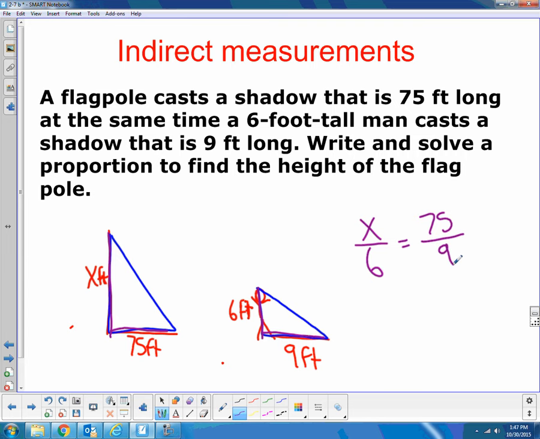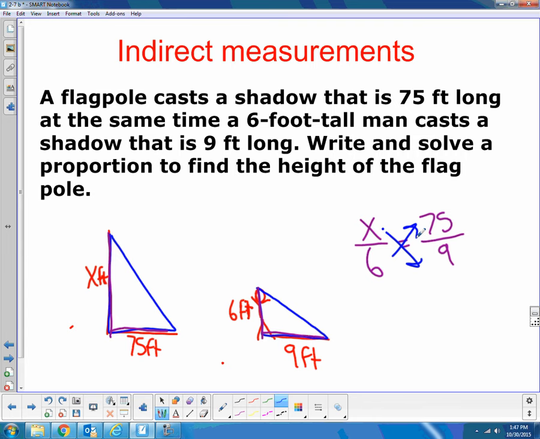And again, I said in class there are like 12 ways to do this correctly. This is just one way to set it up correctly. But I compared the height to the height. I compared the shadow to the shadow. And I was consistent. I went from right to left. Now I can cross multiply and divide. So I'm going to cross multiply 6 times 75. Let's see, 6 times 70 would be 420. 6 times 5 is 30.